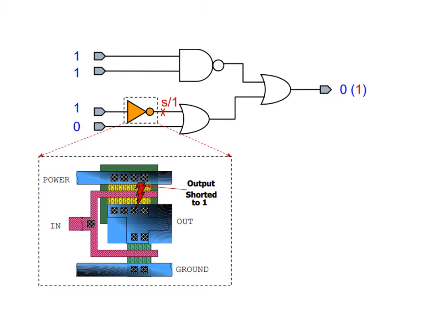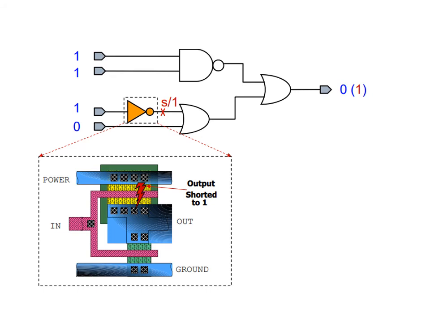So in the second OR gate, one of the inputs is 0 and another input is 1. We know that in an OR gate, when one of the inputs is 1, irrespective of the other input, the output is always 1. So according to this circuit, we should have got the output as 0, but we are getting it as 1 because of the input line that is stuck to 1. This is called stuck at 1.